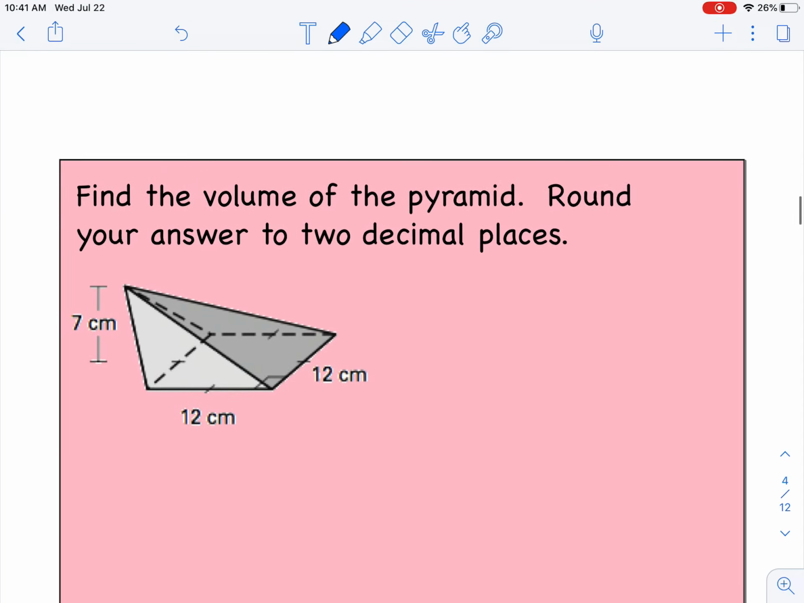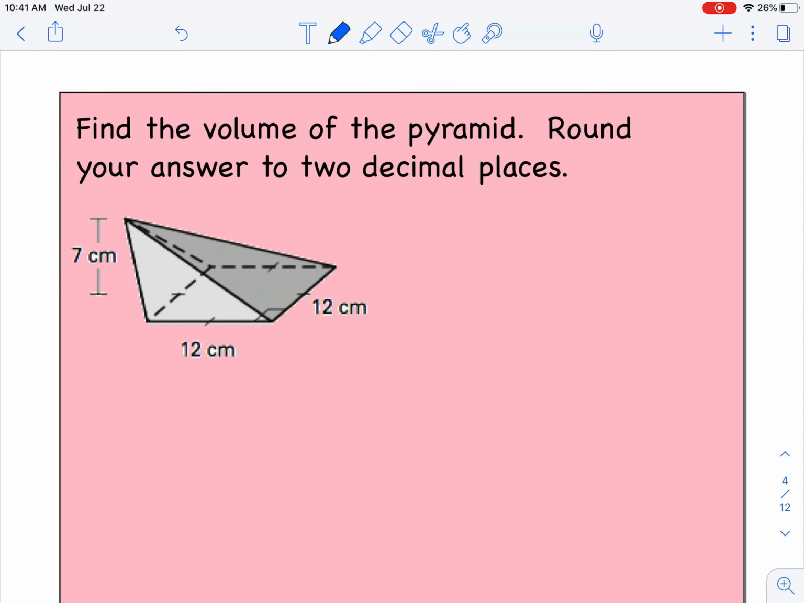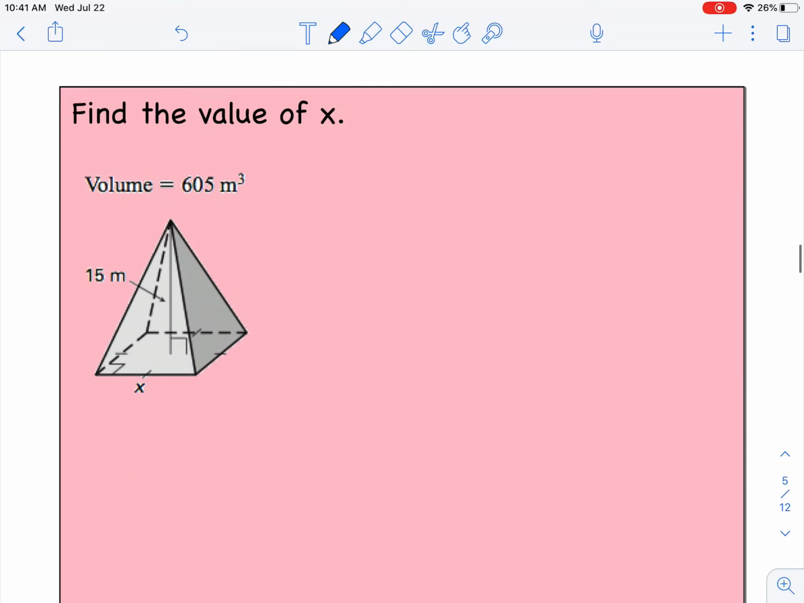All right, so your turn. I'd like you to try this one. Find the volume of the pyramid. Round your answer to 2 decimal places if need be, and then you can look back to the notes to make sure you got it correct.